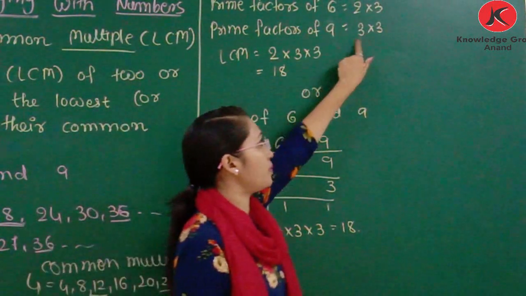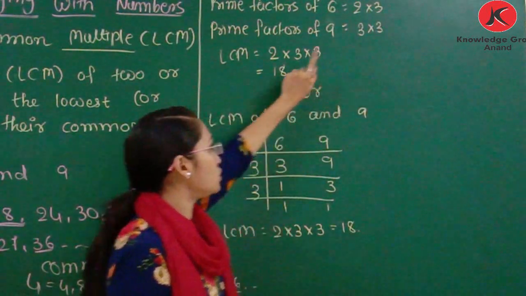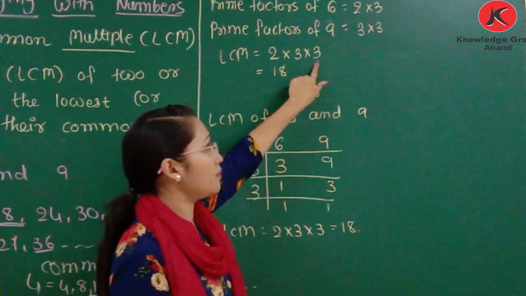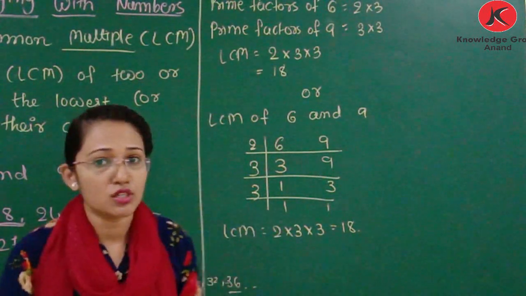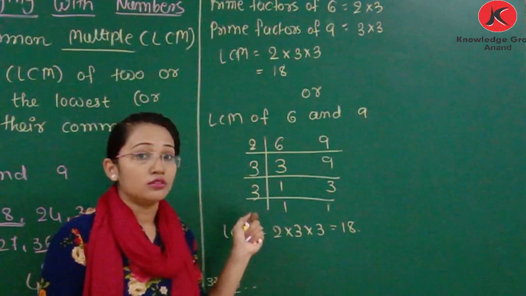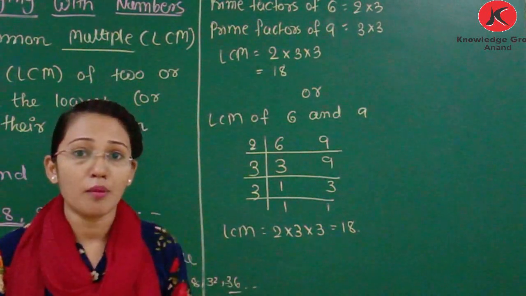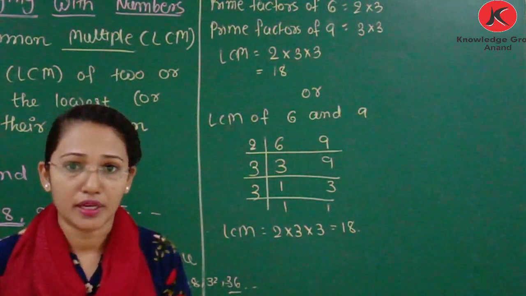You can see 3 is repeated 2 times. So you need to write 2 multiply 3 multiply 3. Here you need to write the prime factors of the numbers. Need to count the maximum number of times a prime factor is repeated.